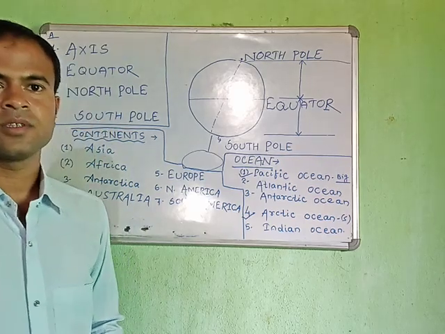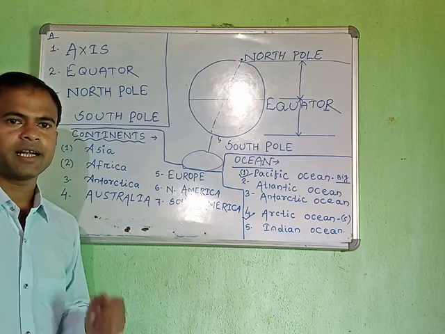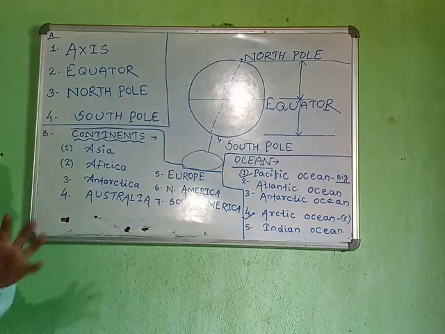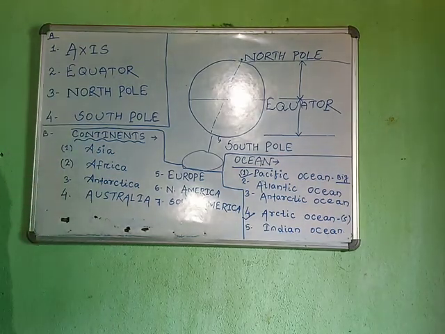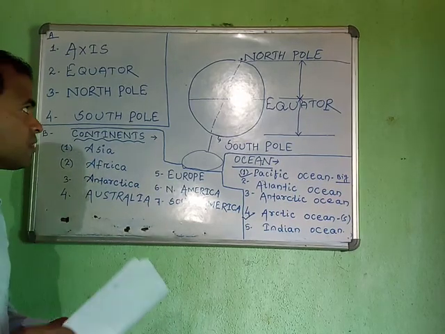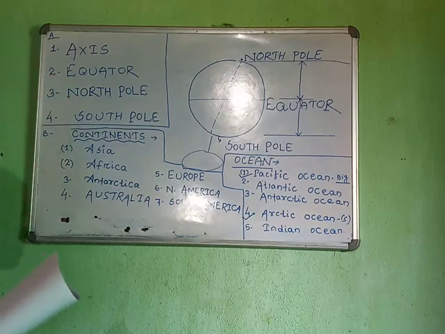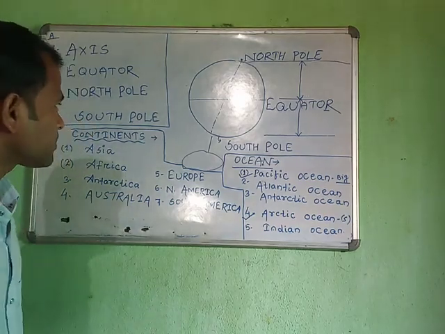Good morning, children. We have already read about the globe in your last class, and now today we are going to read about some imaginary lines and how they are all helpful to us. First of all, axis. What is the meaning of axis?